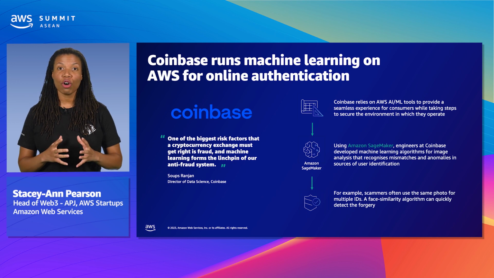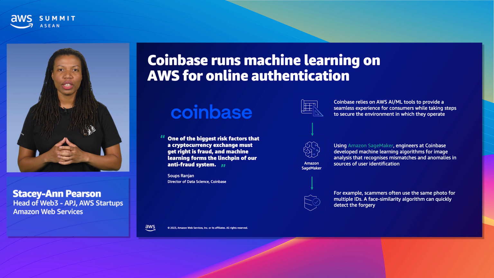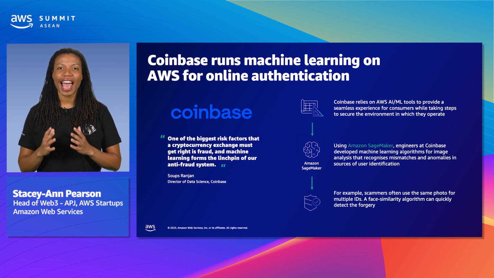This next example covers how machine learning can be used to secure cryptocurrency exchanges from identity fraud. Coinbase is a secure platform that makes it easy to buy, sell, and store cryptocurrencies. It is one of the largest consumer Bitcoin wallets in the world and therefore requires high levels of fraud protection. One of the services Coinbase uses is Amazon SageMaker. Engineers at Coinbase developed machine learning algorithms for image analysis that recognizes mismatches and anomalies in sources of user identification. This service helps Coinbase protect its platform and ecosystem against fraud.